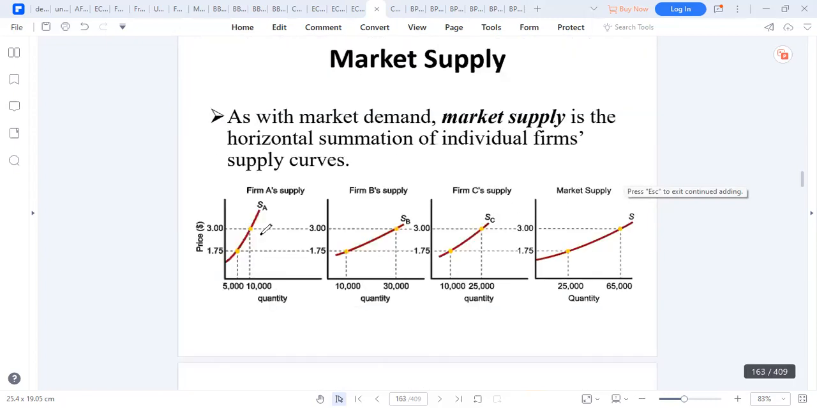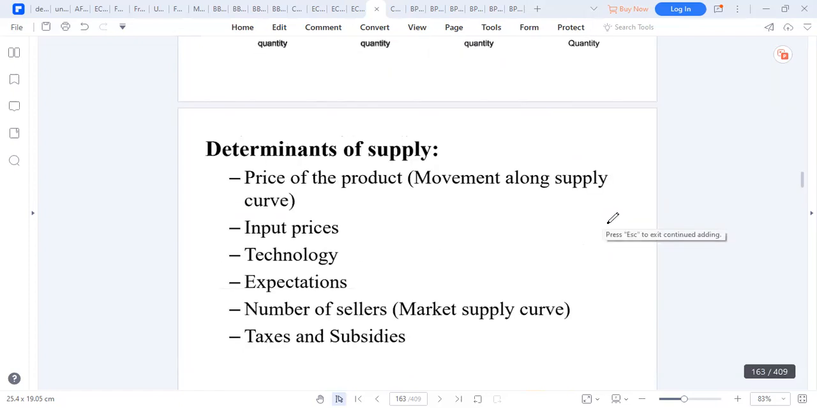Market supply is also derived from individual suppliers. If you have supplier A, supplier B and supplier C, when you combine all these, they give us the market supply. The determinants of supply include the price of that product, input prices, technology, expectations, the number of sellers, and taxes and subsidies.